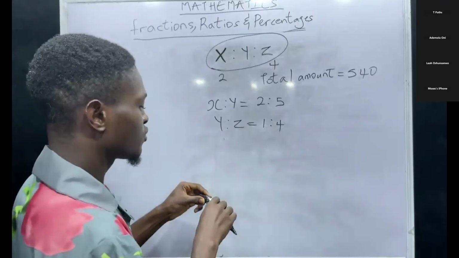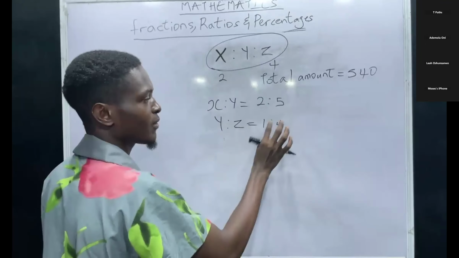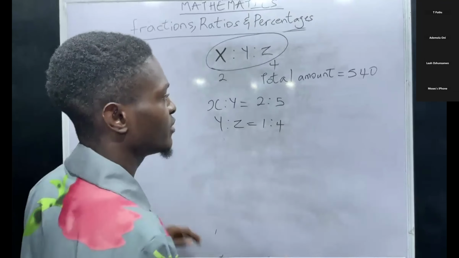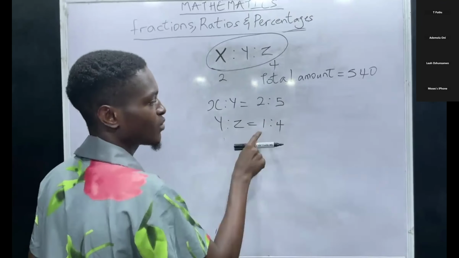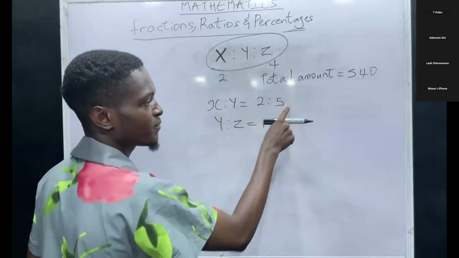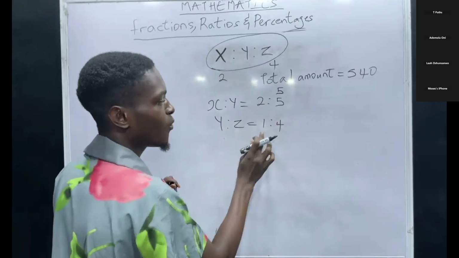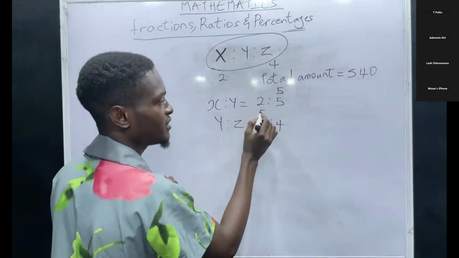We need to make our Y figure be one number. We want it to be the same number. So what do I do? I'll multiply whatever I have here with what I have here. So 5 multiplied by 1 is 5, so I'll be having this as 5 now. And 1 multiplied by 5 is 5, so I'm having it as 5 now.